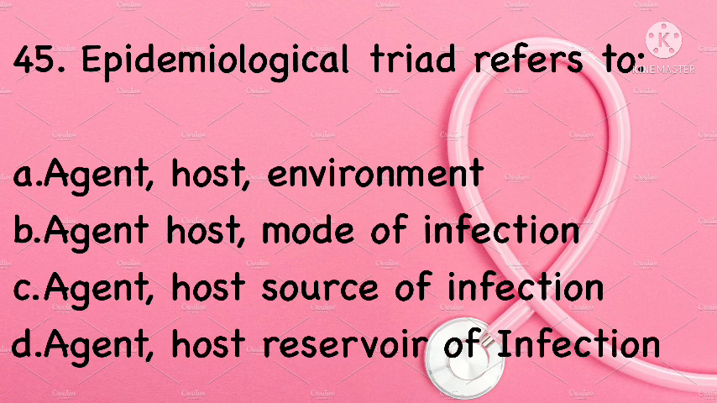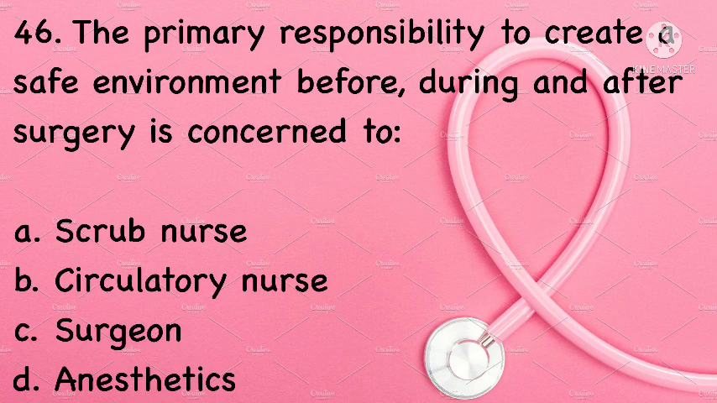Epidemiological triad refers to: agent, host, environment; agent, host, mode of infection; agent, host, source of infection; agent, host, reservoir of infection. Correct answer is A. Agent, host, environment. The primary responsibility to create a safe environment before, during and after surgery belongs to: scrub nurse, circulating nurse, surgeon, anesthetist. Correct answer is B. Circulating nurse.